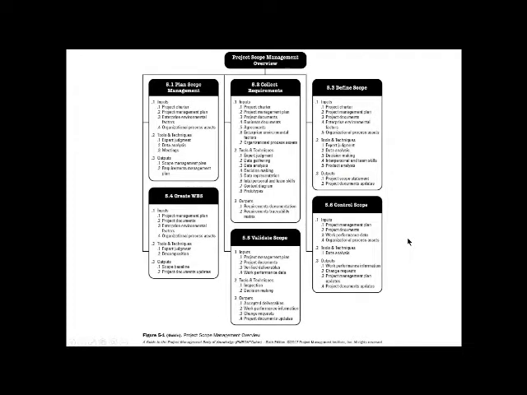Scope management. You'll see that, again, that grouping. So I'll dive into some of these in each one of these slides.